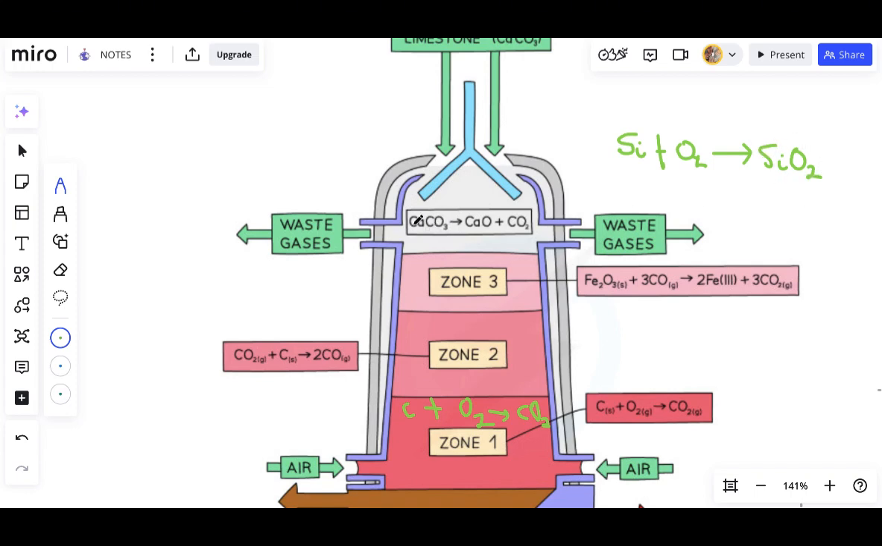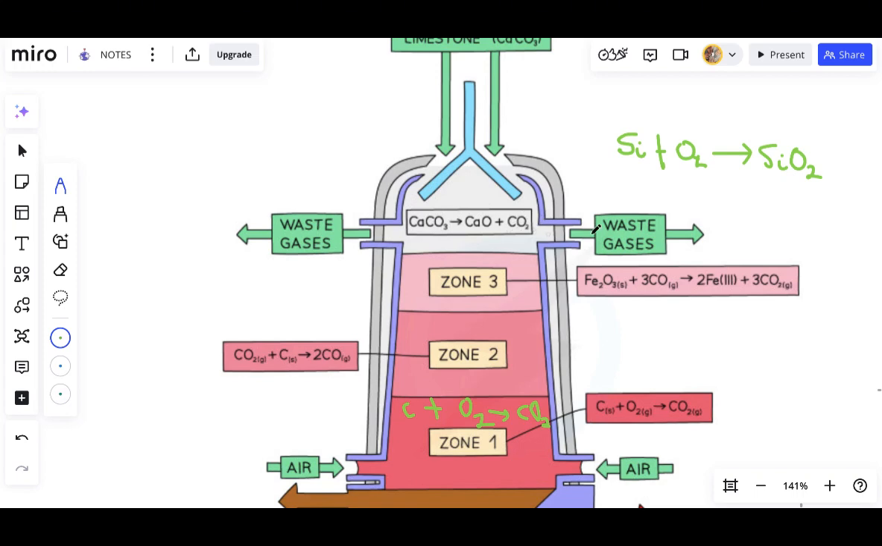The reason why we are putting limestone in this reaction, because otherwise you'll be wondering, what is the limestone for? We get the coke, we get the hematite. Why do we put the limestone, the calcium carbonate? First, we decompose it. The heat, the thermal heat of the blast furnace, decomposes it to calcium oxide and carbon dioxide.